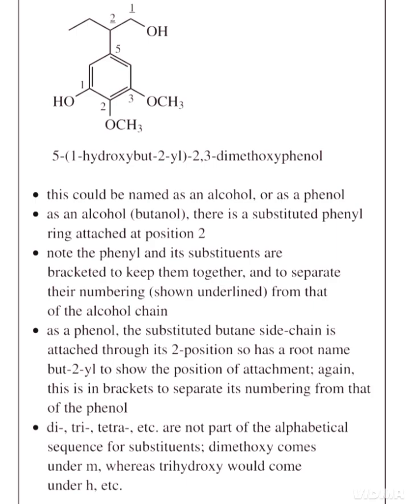There is a substituent phenyl ring attached at position 2. So phenyl is attached at position 2 of the alcohol. So they name it 2, or 5, but in this picture they counted 5. So we call the longest chain 1, 2, 3, 4, 5. The 4 is omitted, the 6 is also omitted. The one that we see is the one that has a substituent.